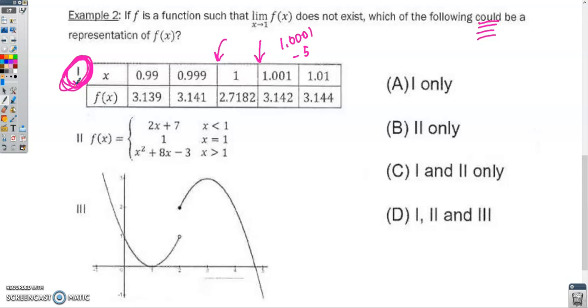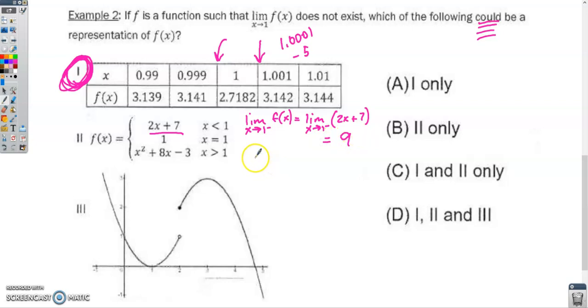Okay, then I'm going to look at choice II. f of x is this piecewise function. What I need to do is check whether the limit as x approaches 1 exists for this particular function. I'm going to take the limit as x approaches 1 from the left, which means I use the branch to the left, 2x plus 7. So that's the limit as x approaches 1 from the left of the quantity 2x plus 7. I can just substitute 1 in there, and I get 9.